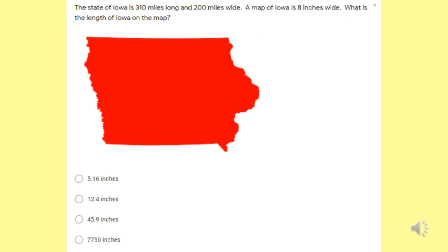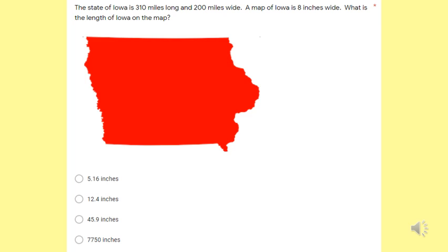And then you had two story problems. The first one here says the state of Iowa is 310 miles long and 200 miles wide. And a map of Iowa is 8 inches wide. What's the length of Iowa on the map? And you had four different choices. If you think about it for a minute, there really is only one of those choices that's even a particularly reasonable answer. But we're going to figure out how that goes as we go through this.